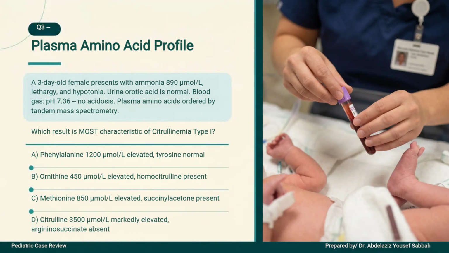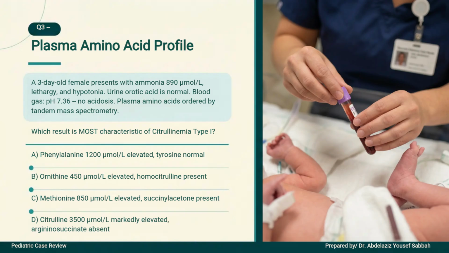Case 3. A 3-day-old female presents with ammonia of 890 micromoles per liter, lethargy, and hypotonia. Urine orotic acid is normal. The blood gas shows a pH of 7.36 with no acidosis. Plasma amino acids are ordered by tandem mass spectrometry. Which result is most characteristic of citrullinemia type 1?